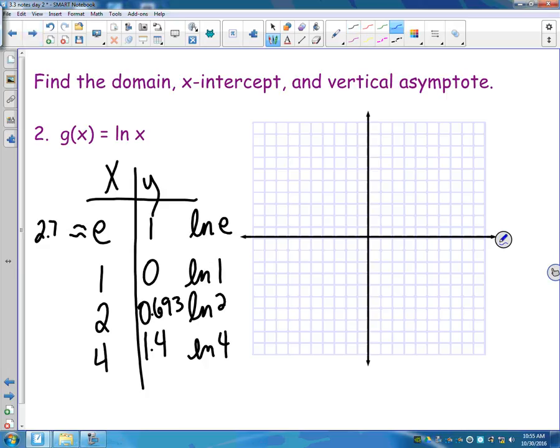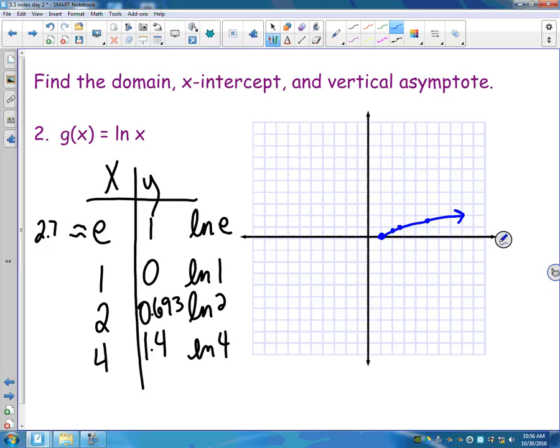So if I graph this at e, which is about 2.7, I'm going to go up here to 1. At 1, I'm going to go to 0. Less than that, I'm going to get, what did I do wrong here? Oh yeah, that's right. At 2, I get 0.693, that would be like right here. Those are really close together points. And then way out here at 4, I would get 1.4, I'm going to say is like this. So just like our last one, our log base 2, it's going to go up like this.